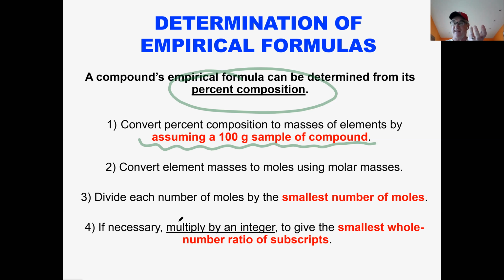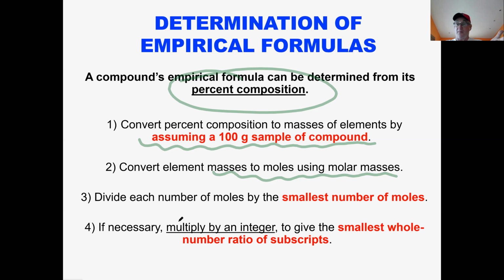You take those percentages and convert them directly to mass. The easiest way to do that was to assume we had 100 grams of sample. That takes my percent and immediately changes it to grams. Now I have a mass, that's something I can use. Then you take those masses and convert them to moles. Now I have a ratio of moles.